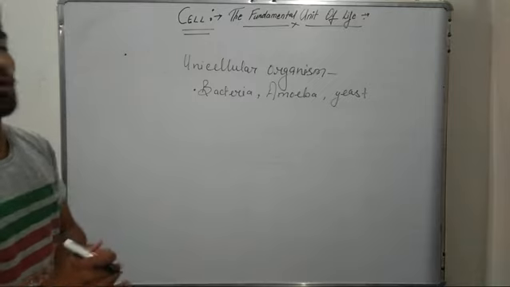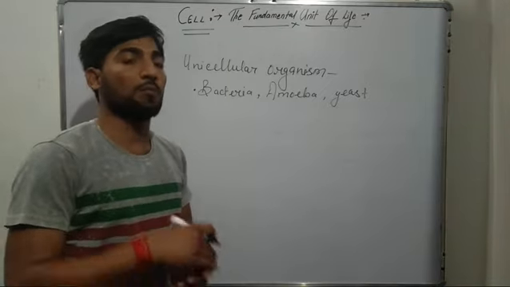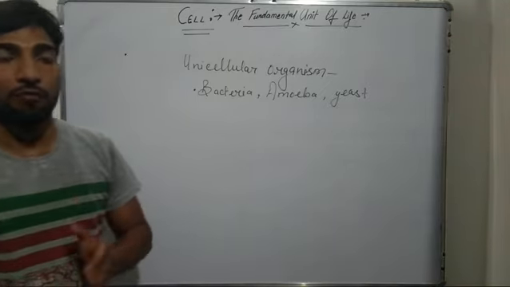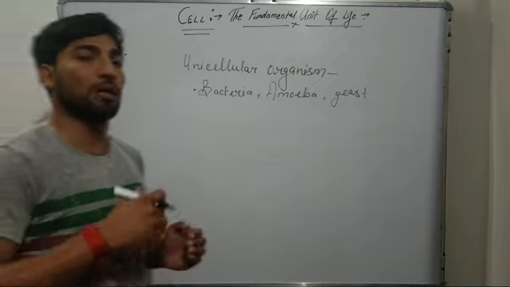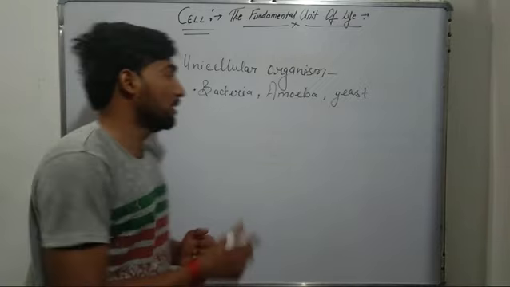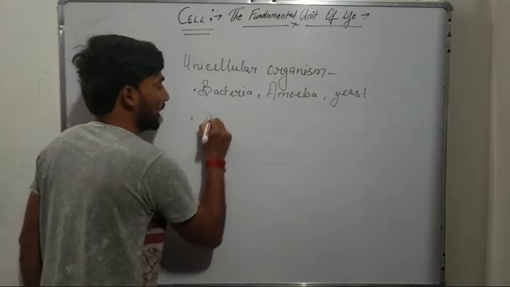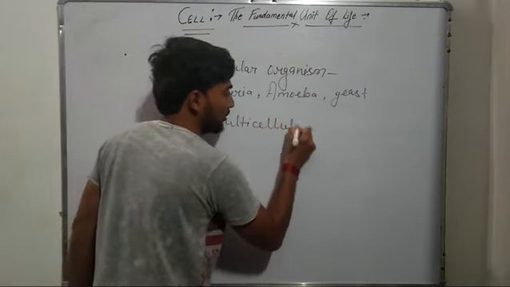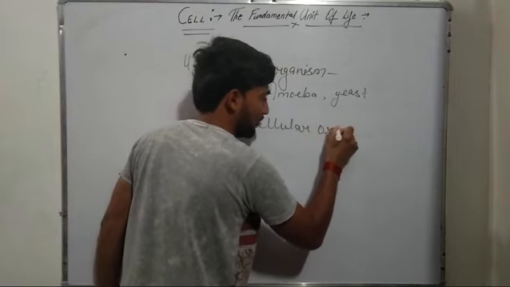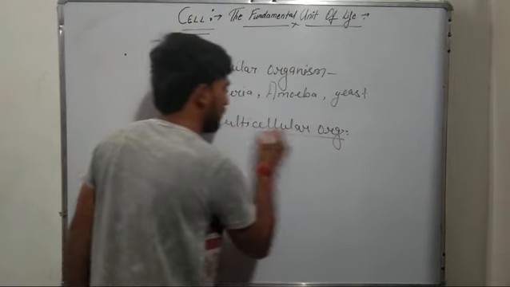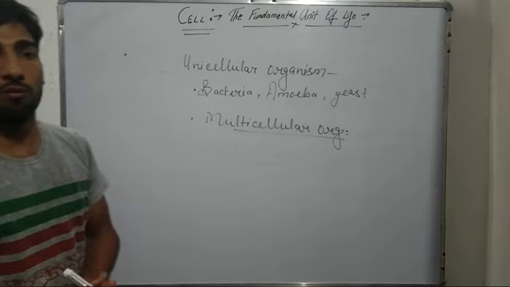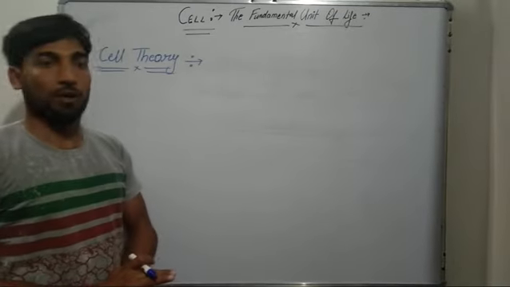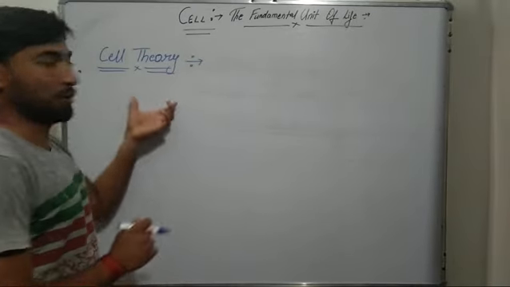All these are unicellular organisms because they are made up of only a single cell, whereas there are certain organisms which are made up of more than one cell. These organisms are known as multicellular organisms. The examples include human beings, plants and all that. Now we will discuss the cell theory.